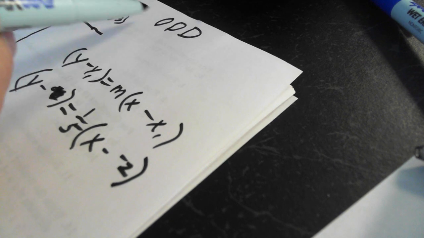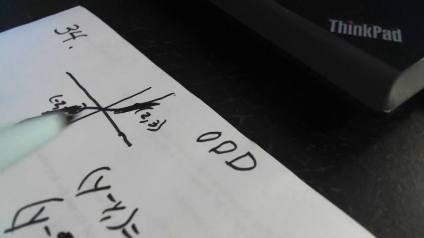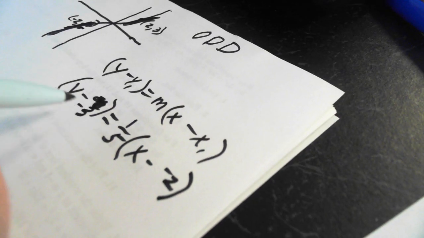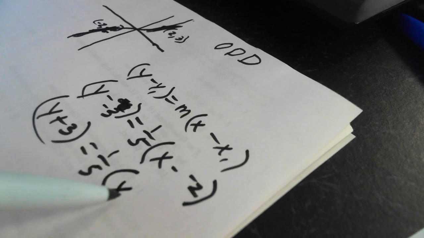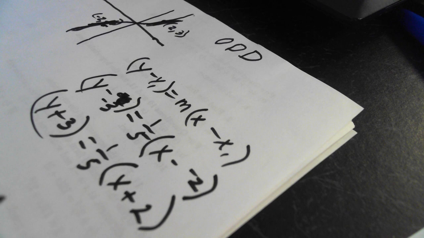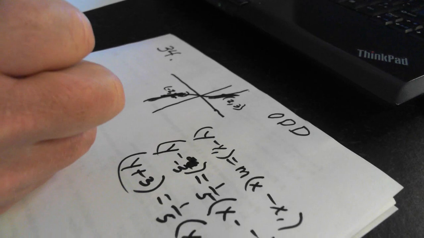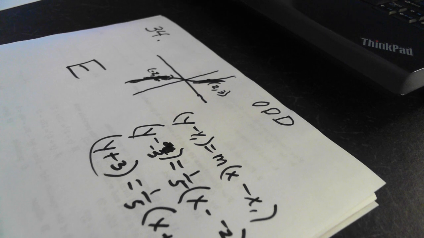And because it's an odd function, if the f of 2 is 3, the f of -2 would be -3, so we're going to put a -3 here. So I think we're talking about the y plus 3 equals 1/5 x plus 2. Does one of them look like that? Yep. Which one is that? Take E. The key was knowing what odd functions do.